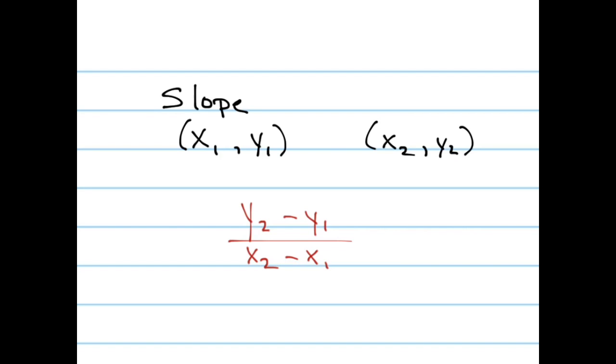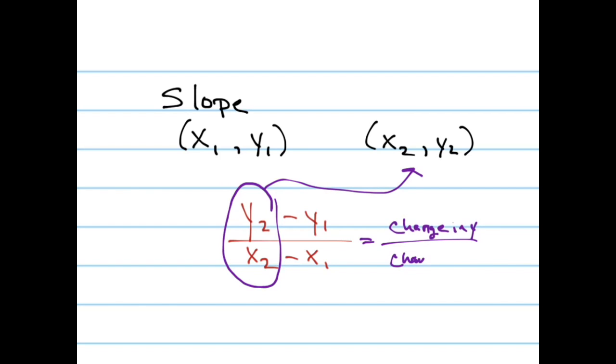Now, it's not important which point is listed first. What is important is that whichever y value is first on top is tied with whatever x value is first on bottom. They need to come from the same point. Okay? If you crisscross, you're going to end up getting the opposite slope from what you want. Another way of looking at this is change in y over change in x.